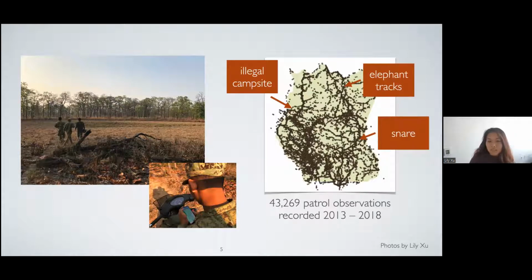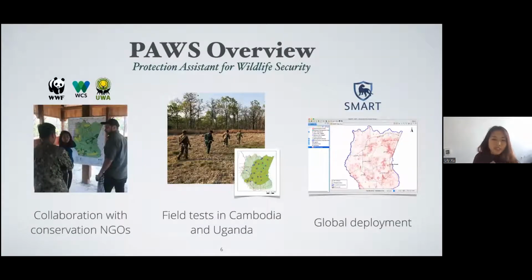So what we're trying to do is leverage computational techniques and data analytics to help rangers better understand the poaching patterns in these parks and then help them plan patrols. To this end, the system that we have built is called PAWS, which stands for the Protection Assistant for Wildlife Security. And from a deployment standpoint, PAWS takes 3 main thrusts.